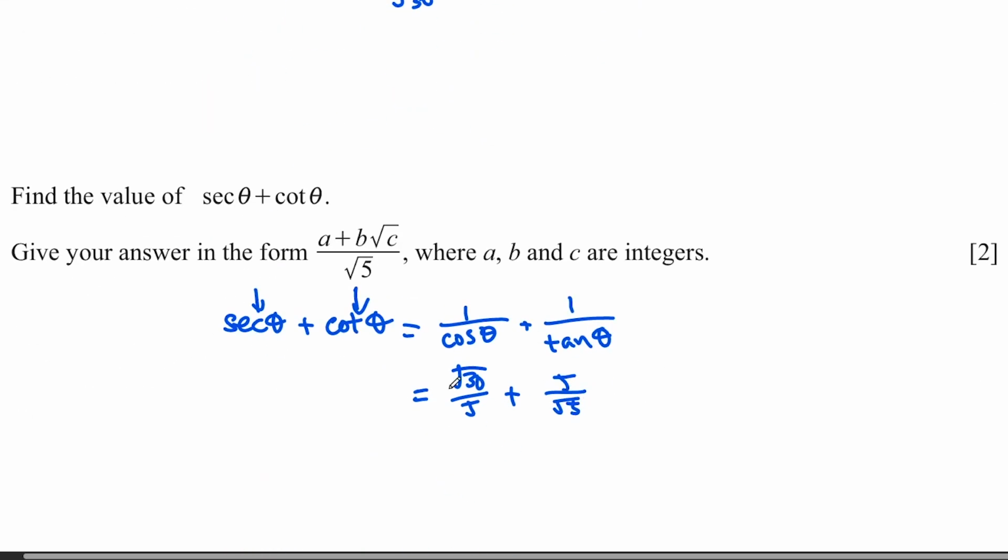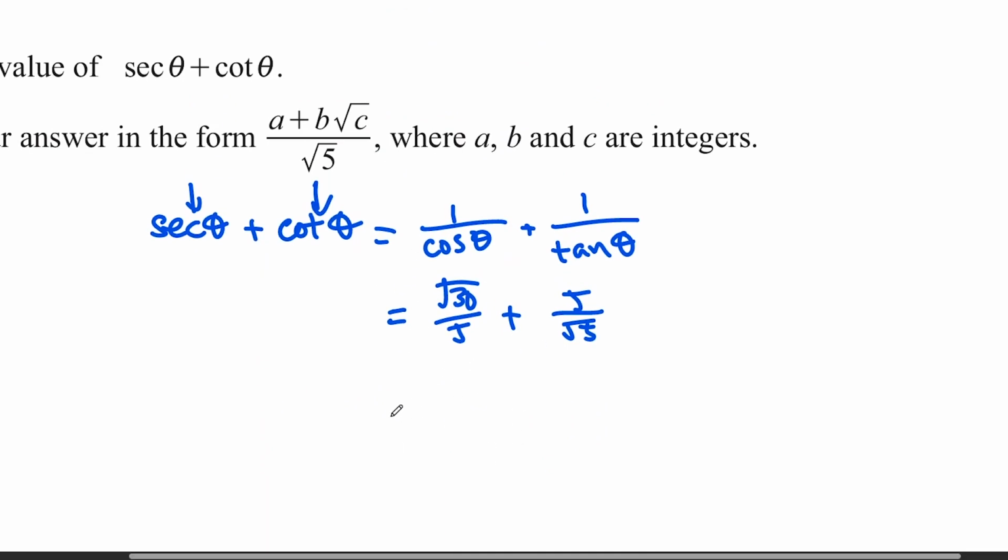Okay, now we try to make this together. And at the bottom, remember, we need the square root 5. So let's combine these two first. So I need to cross multiply. Since they are both under the square root, I can multiply them together. Here, I will just need to multiply 5 with 5, that's 25. Then at the bottom, I have a 5 square root 5.